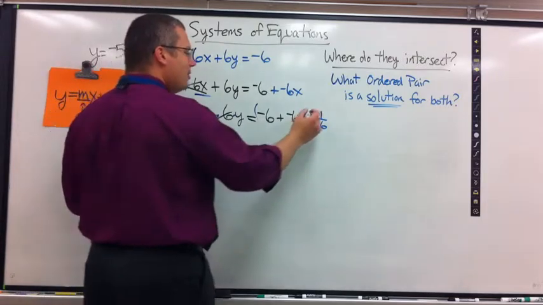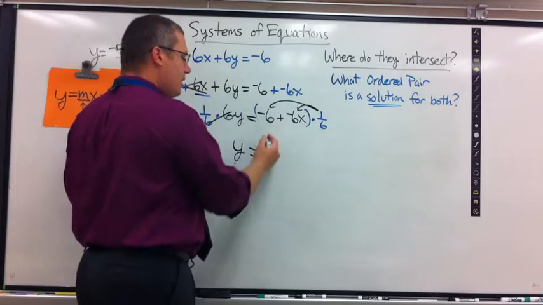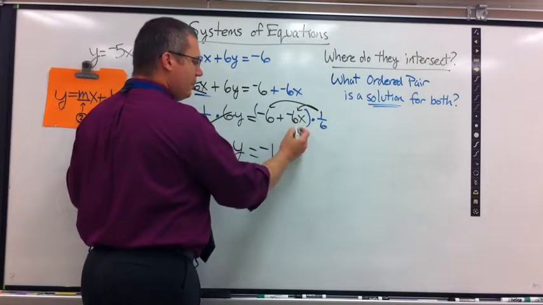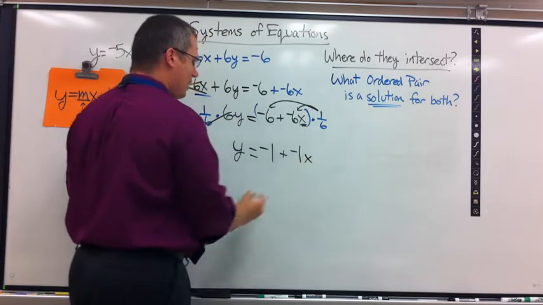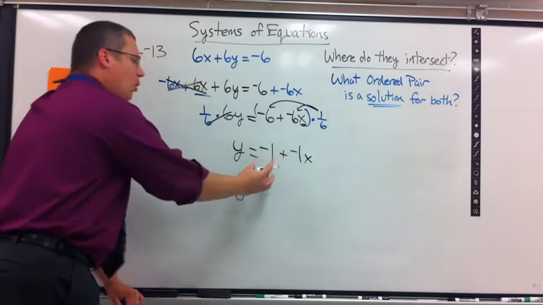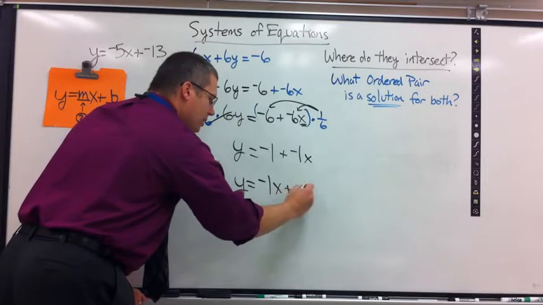On the right, I have to distribute. 1/6 times negative 6 is negative 1. 1/6 times negative 6 is negative 1. This had an x, so it still has an x. What is this as a linear equation in slope and then intercept form? Is negative 1x plus negative 1.